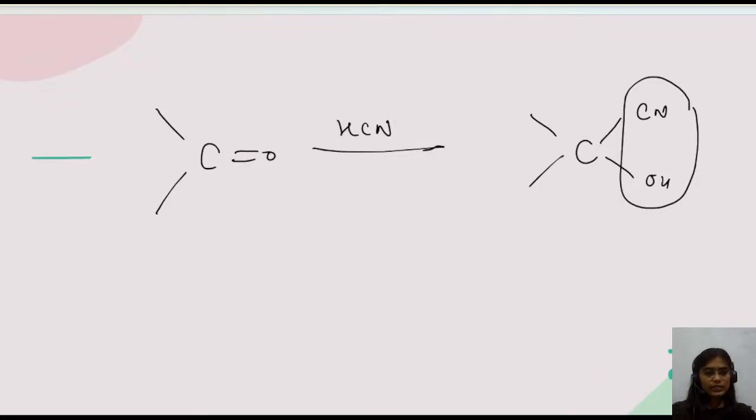Let's discuss the second point, the presence of the CO group. So the presence of the carbonyl group. Be noted, it's the presence of a CO group, not the presence of an aldehyde. This is the second point.